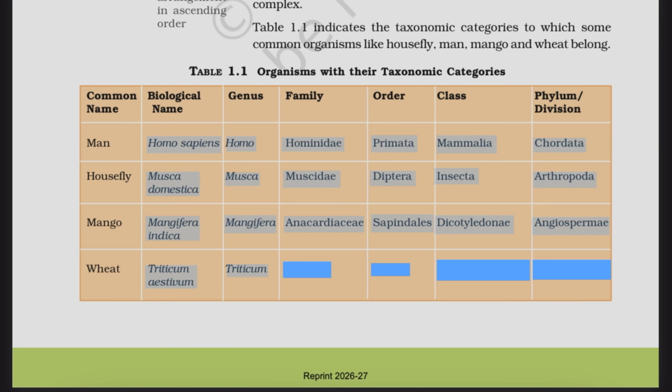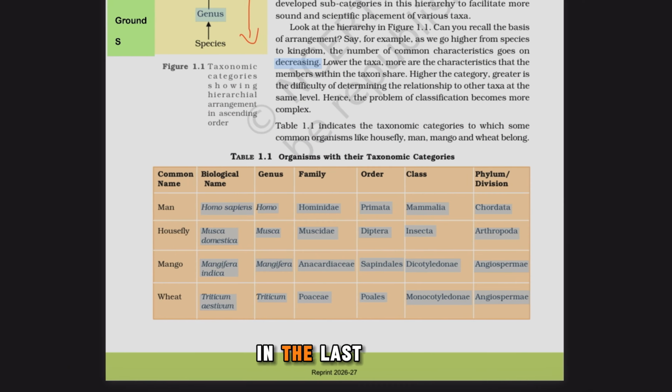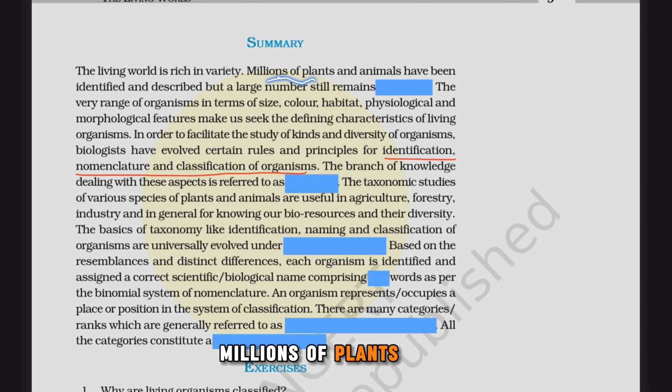And what is the genus for Triticum aestivum? Triticum. What is the family? The answer is Poaceae. And what is the order? The answer is Poales. And what is the class? The answer is Monocotyledonae. And what is the phylum? Same, Angiospermae.